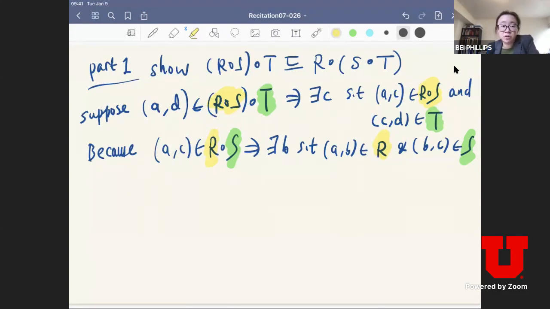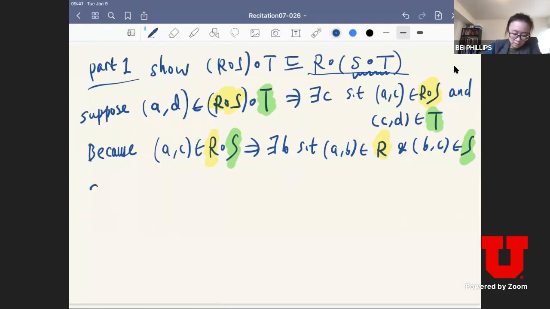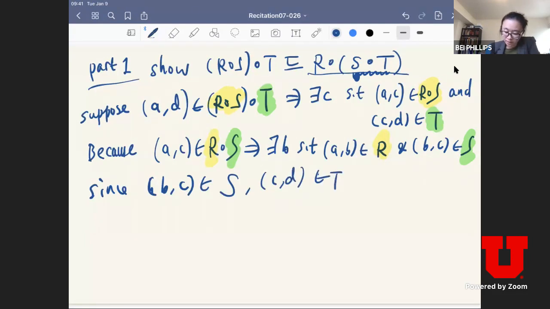So I have used the definition of composition twice already. And I'm now just going to recombine those results I have obtained, because your goal is to reach the right-hand side. So if you want to do that, you need to first find a pair that is part of S composed with T. And I can do that because I already have a few pieces I need. B and C is part of S, right? That's the first part. And C and D is part of T. So I'm getting closer to this. Then what do we have? Then we have B and D is part of S composed with T.